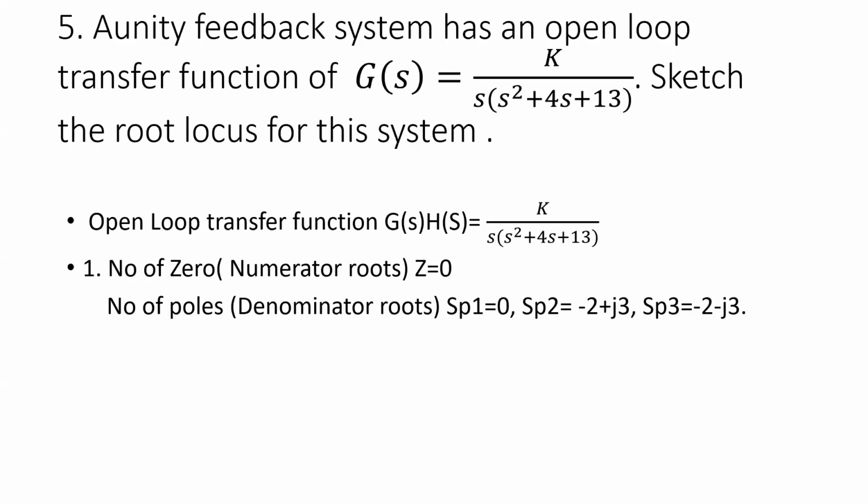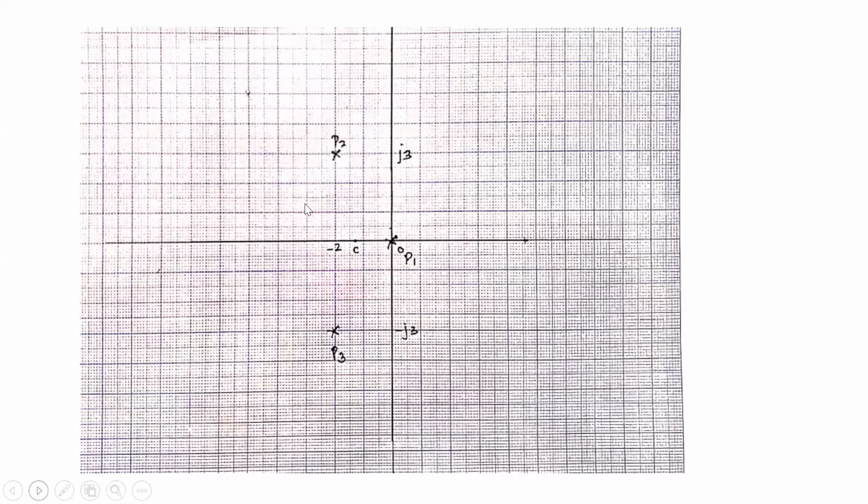So how many zeros are there? There are no zeros. It has 3 poles. Order of the system is S cubed, so it will have 3 poles. The denominator will have 3 solutions. So these are where the poles are going to be. Correspondingly, we will have to mark those poles at 0. Then the other 2 will be at -2 plus or minus j3. So correspondingly, it is marked.